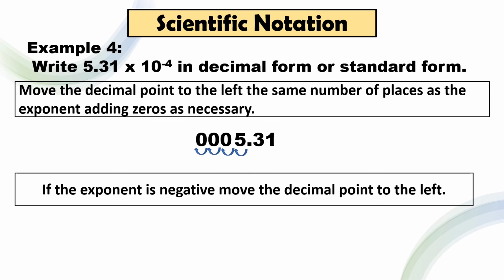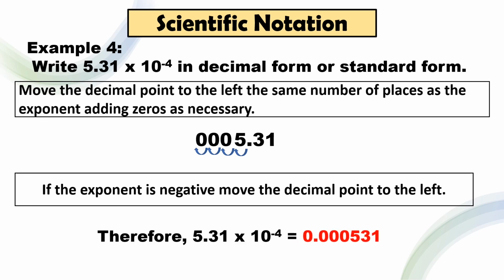So, ganun yung ginawa natin kanina. Therefore, 5.31 times 10 raised to negative 4 is equal to 0.000531. So, na-move na natin yung decimal point natin ng 4 na beses, kaya nakuha na natin or na-change na natin siya into a decimal form or standard form.